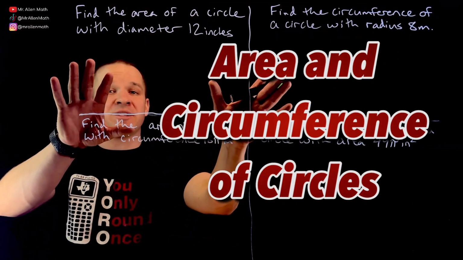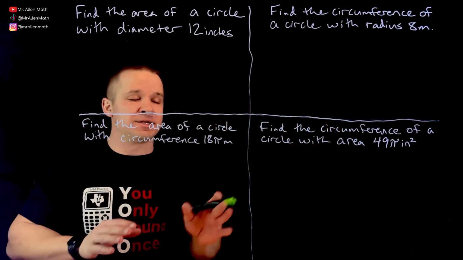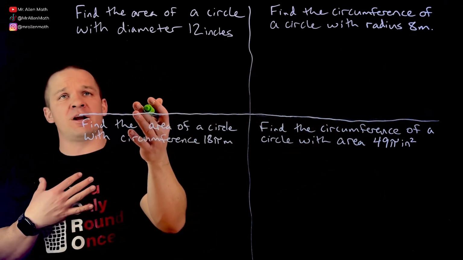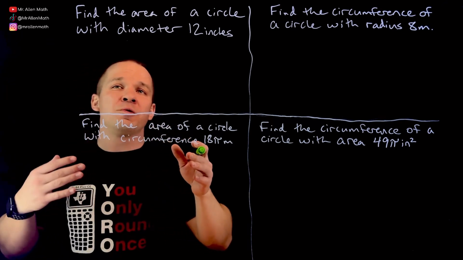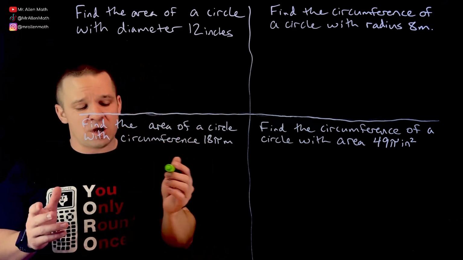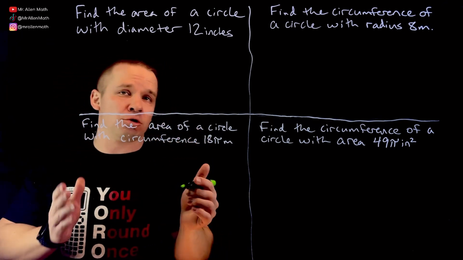We're just getting started here on these two, then a couple more challenging ones to finish this thing out. So first one here, find the area of a circle with a diameter of 12 inches. Well, let's write down our area of a circle formula first.